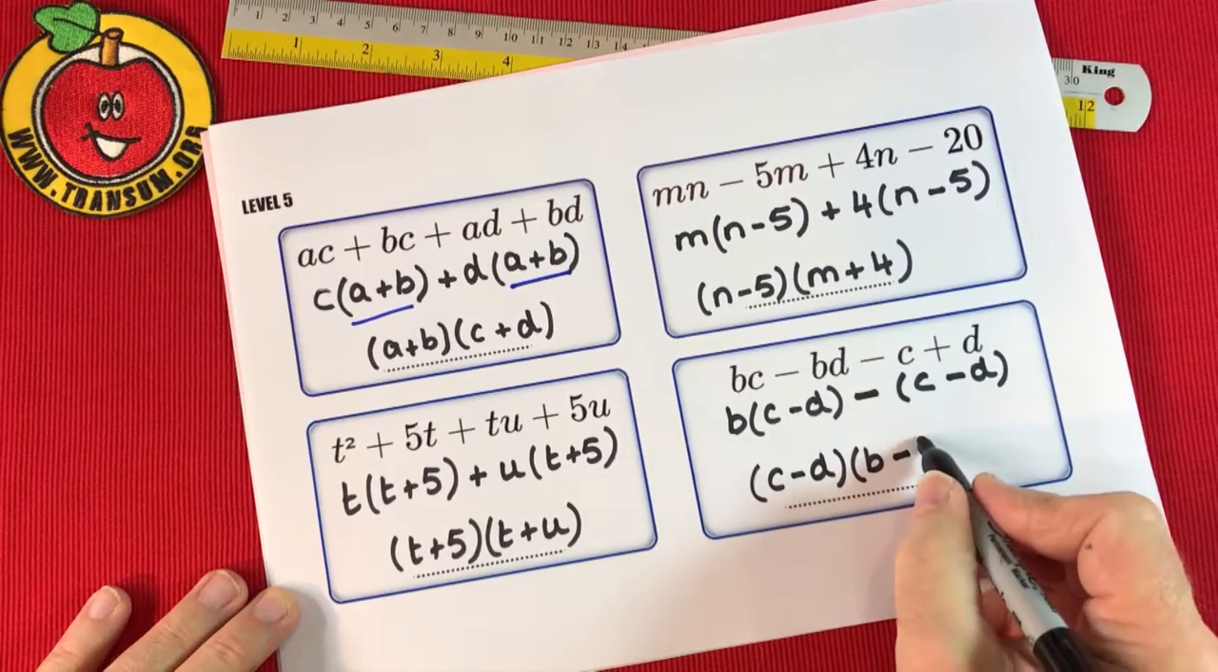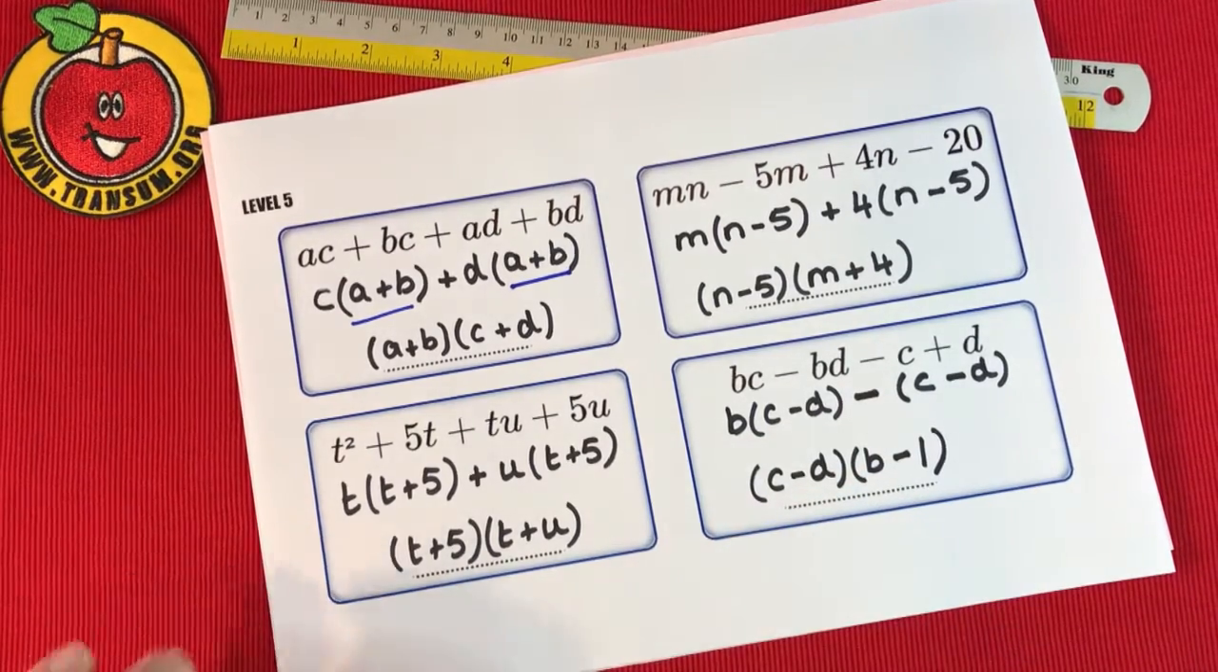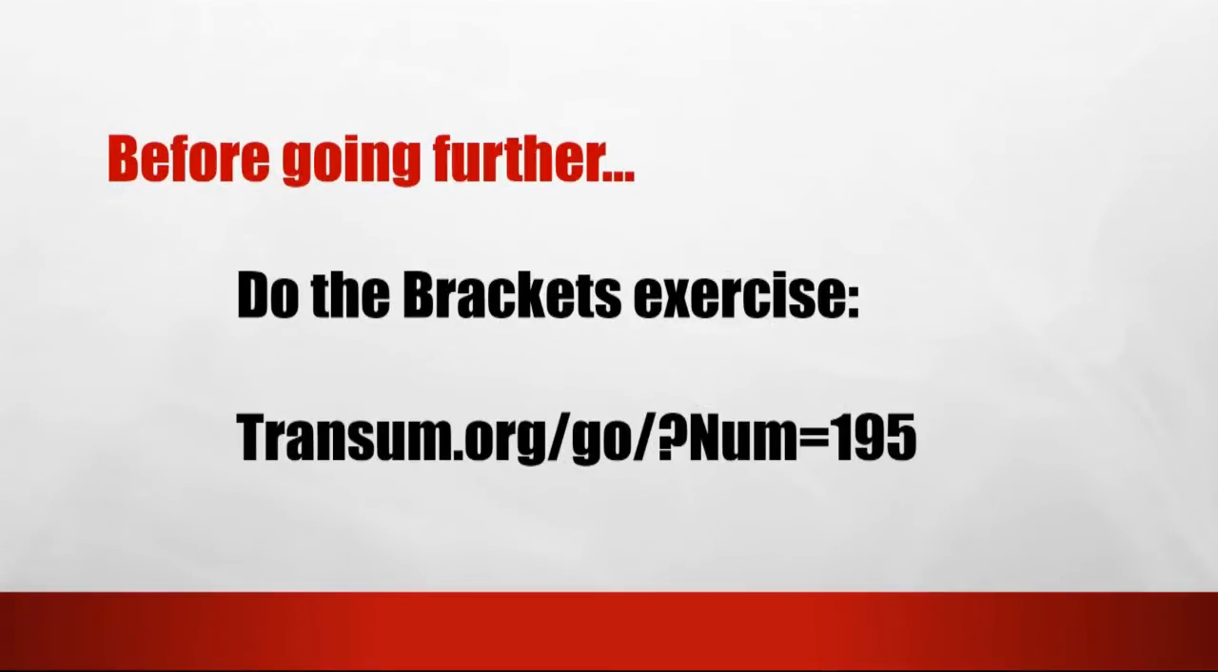And that was effectively a 1, so I can put 1 there. Okay, have a go at level 5. Press the check button regularly to see if you're getting the questions right. Now at this point, if you're not really confident with expanding brackets, have a go at the brackets exercise, and here is the address.